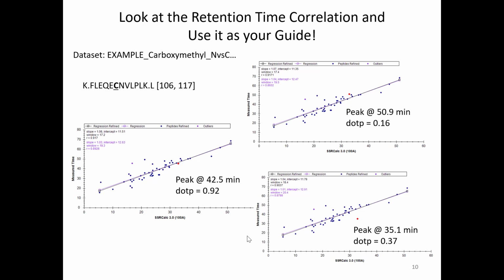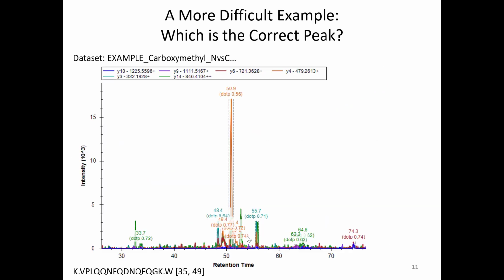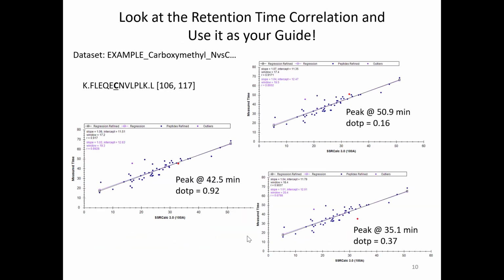And if we pick the one at 35 minutes, again, the dot product's lower, and also it's far off the line. So it's just another way you can use your data in your targeted method to make sure that Skyline's picking the right peak. How well does that work for multi-peak peptides? Not well at all. And that's where you would want to include the index retention time, which we'll get into, or the IRT option, but that will help a lot more.